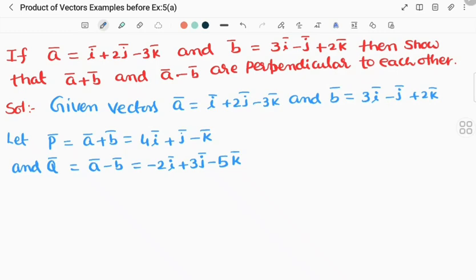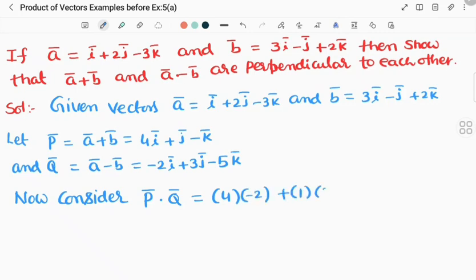So our aim is that the dot product of p bar and q bar equals 0. Then the vectors a bar plus b bar and a bar minus b bar are perpendicular. Now consider p bar dot q bar. Dot product of two vectors, I already explained in the previous question. You have to multiply their i bar coefficients a1 b1. So here also, according to that, 4 into minus 2 plus 1 into 3.